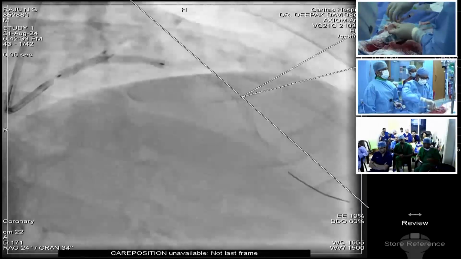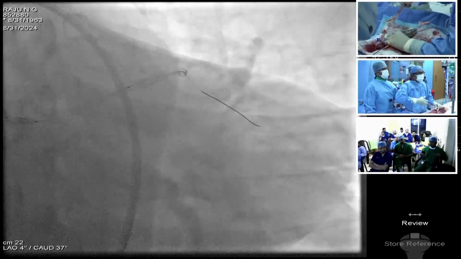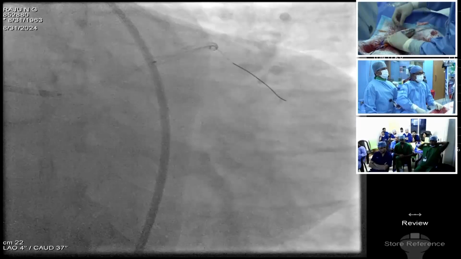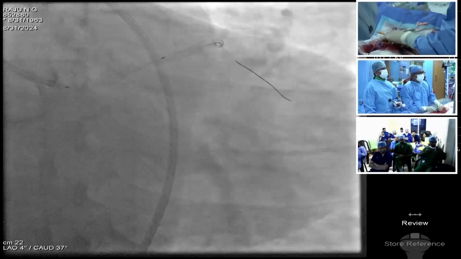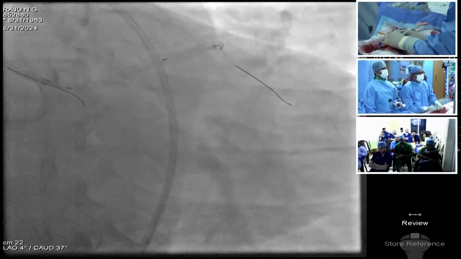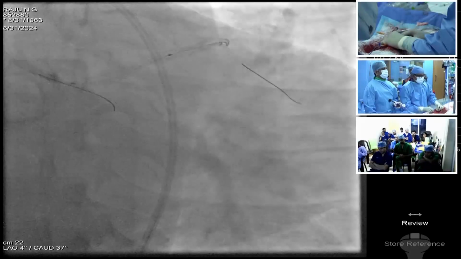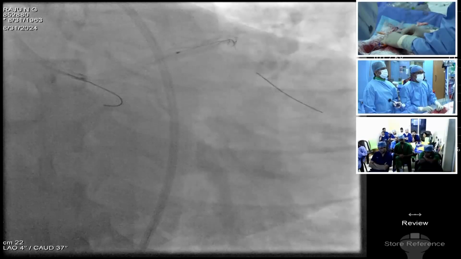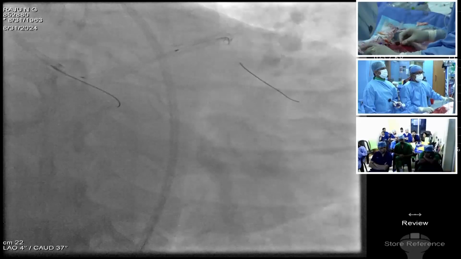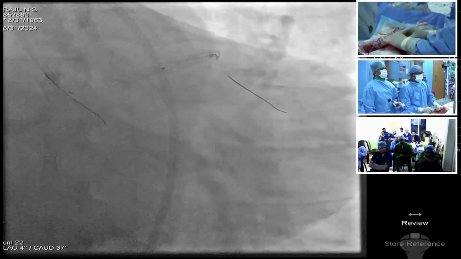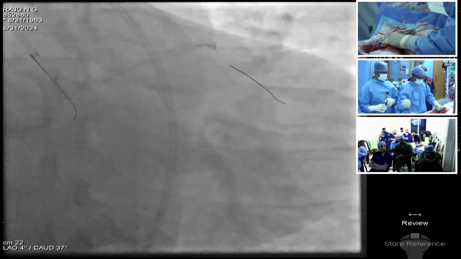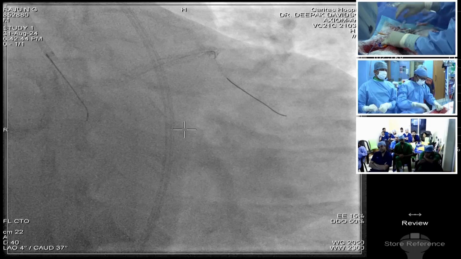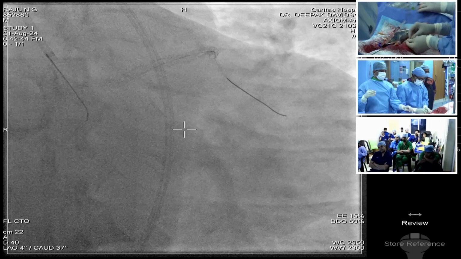Now come caudal. We'll see the circumflex ostium. Okay, that looks good. Now we'll disengage the guide catheter a little bit, push the wire into the aorta, and then take out the balloon. Now the 4.5 balloon. Yes.